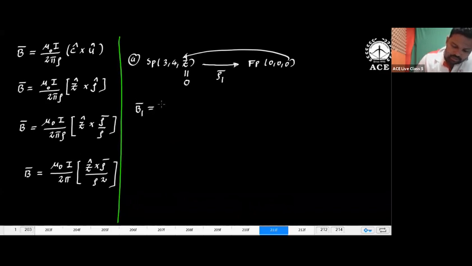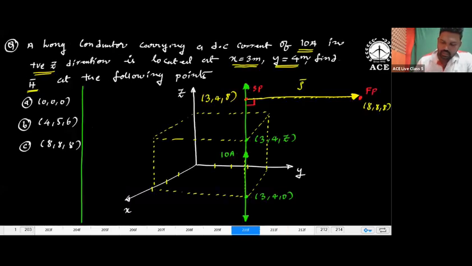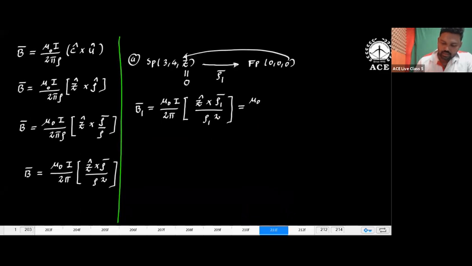B1 is equal to mu naught into I divided by 2 pi, here it is Z cap cross rho 1 vector divided by rho 1 magnitude square. Just substitute all the values here properly. So mu naught into, did I ask for the H vector? Yes, I asked for the H vector. So if it is for the H vector, just remove mu naught.